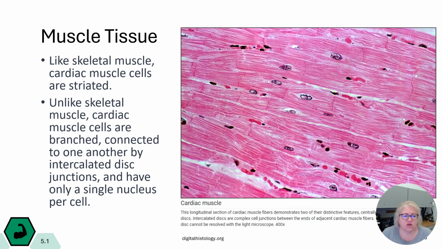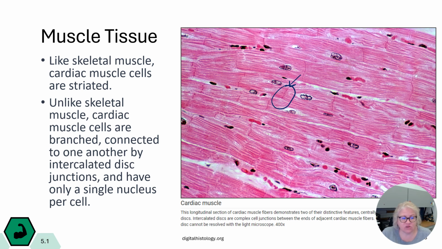Like skeletal muscle, cardiac muscles are striated. So in this picture, you can see those striations a lot better. So you can see the banding, the light and dark banding. And then also remember they have that intercalated disc we talked about in the tissue unit as well.